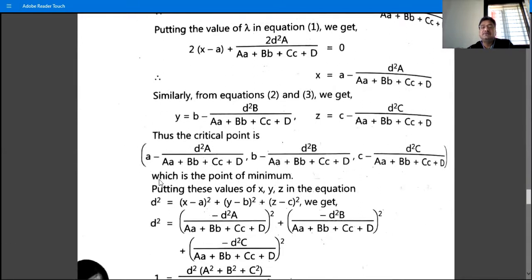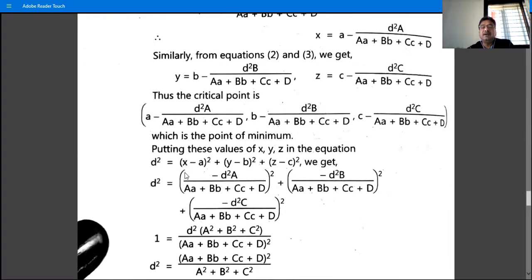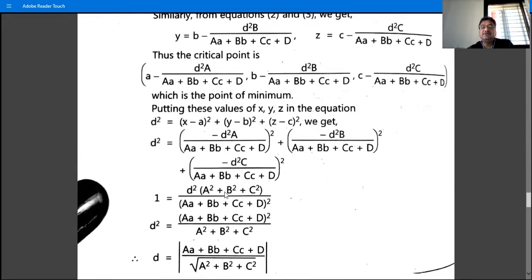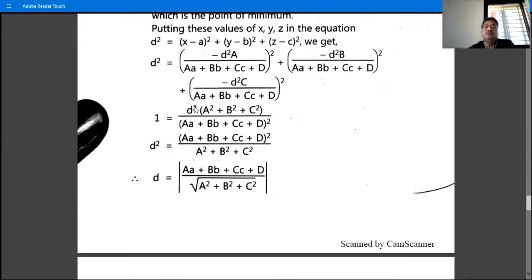Which is the point of minimum. And then write that x, y, z at these places in d square. After calculation of this, this is the LCM, and then take d square as common, minus d square as common. So a square plus b square plus c square, bracket, actually this is bracket square, that's why we have d raised to 4 at this place, d raised to 4 a square.